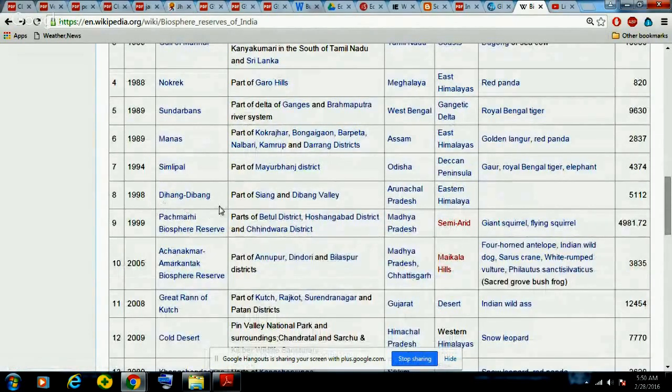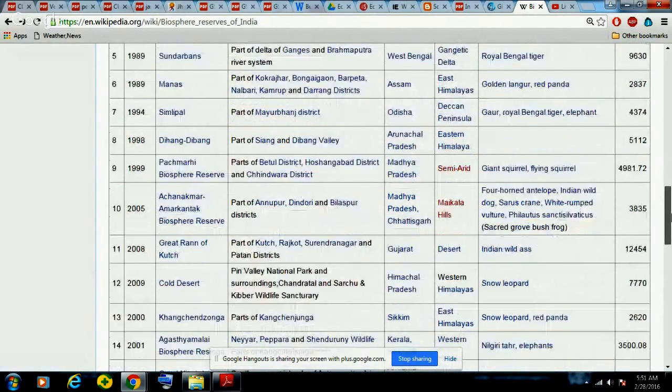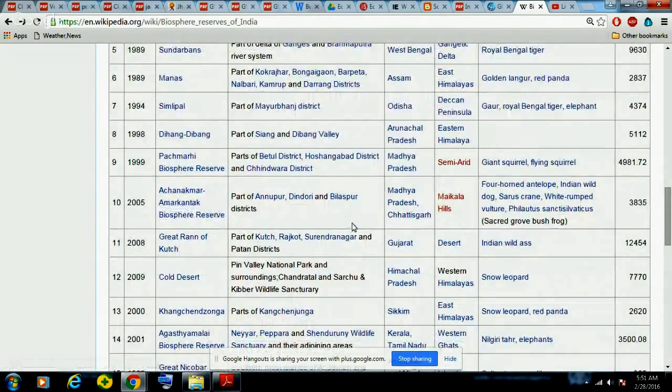Then the Dibang. It lies in Arunachal Pradesh in the eastern Himalaya. Then Pachmarhi Biosphere Reserve in the Madhya Pradesh region, and giant squirrel and flying squirrel are present here. Then Achanakmar-Amarkantak Biosphere Reserve. It was established in 2005 in the Madhya Pradesh and Chhattisgarh region in the Maikala Hills, and various species are found, such as four-horned antelope, Indian wild dog, Sarus crane and white-rumped vulture.